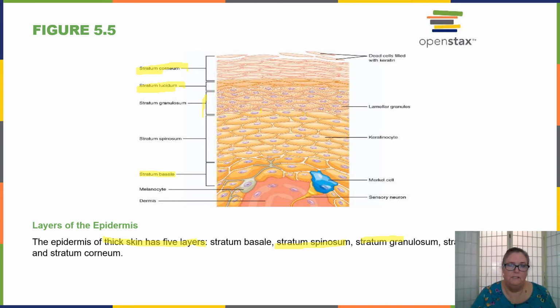We can remember these by "Come, let's get sunburned" for corneum, lucidum, granulosum, spinosum, and basale. There we've got a melanocyte that produces melanin, which is the pigment in our skin. And there is our dermis, or living tissue, underneath. There's a Merkel cell that will detect pressure.